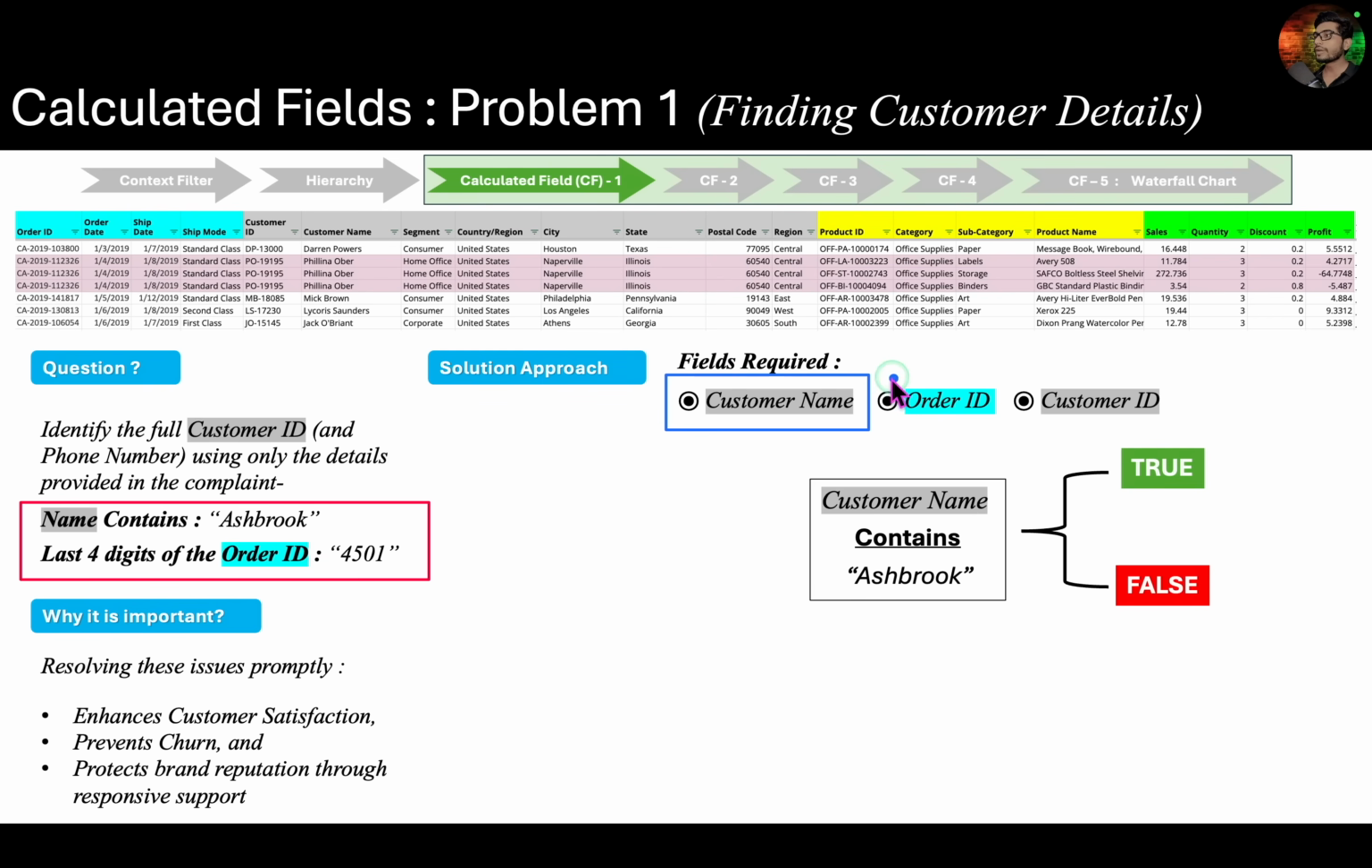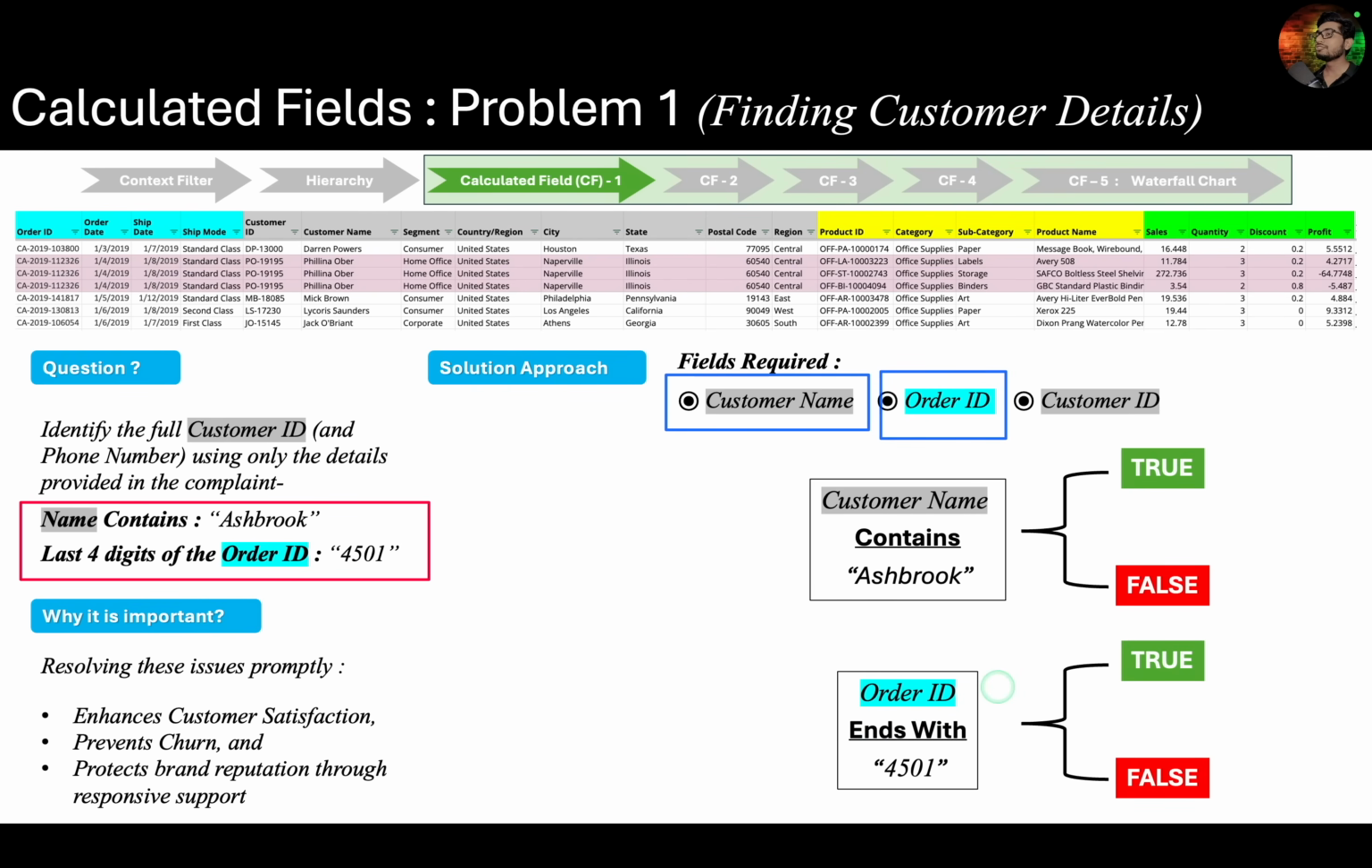Similarly, when we look at the order ID, we want to check whether it ends with 4501 or not. Again, this gives us just 2 possible outcomes, either true or false. So just like the name check, this is another clear yes or no condition we can work with. Any confusion? I hope not. Once that's clear, we can go ahead and name these 2 output fields as flag 1 for the name check and flag 2 for the order ID check.